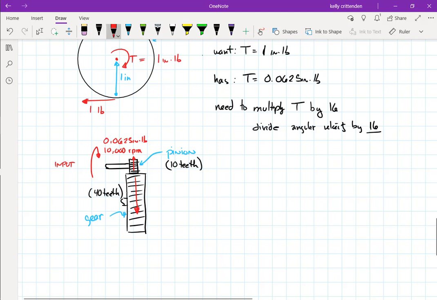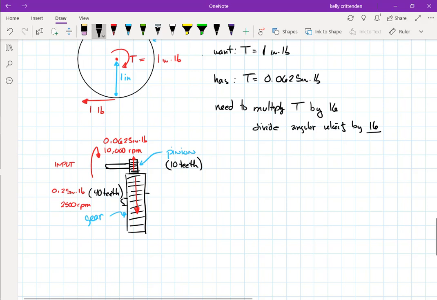But the original was 10,000 revolutions per minute. I have divided that by 4. So this intermediate gear is spinning 2,500 revolutions per minute, and my torque is multiplied by 4, so I'm 0.0625 times 4. I'm up to 0.25 inch-pounds, but I needed to be at 1 inch-pound of torque, so I have to do this again.